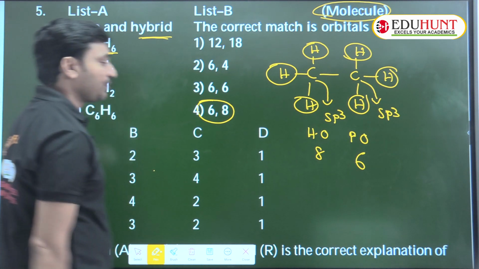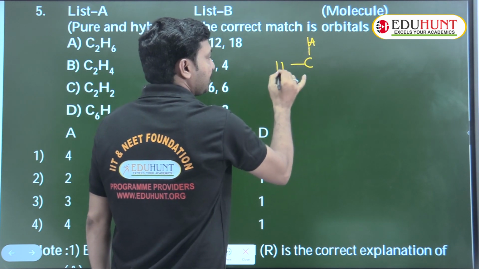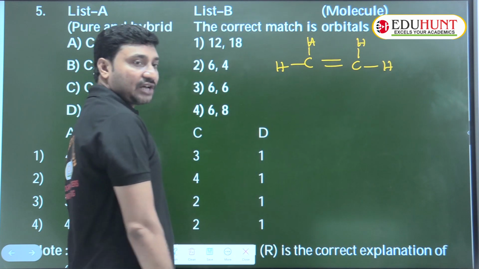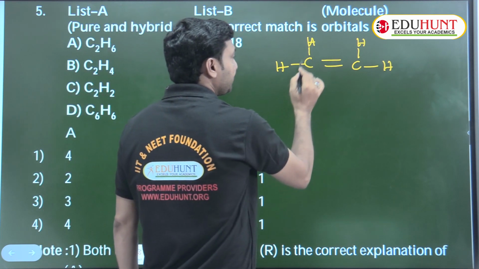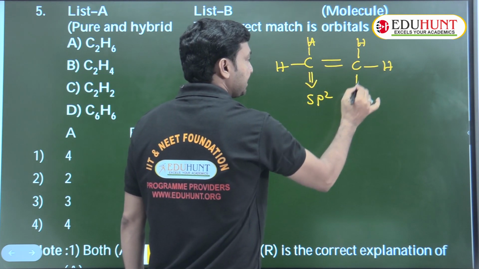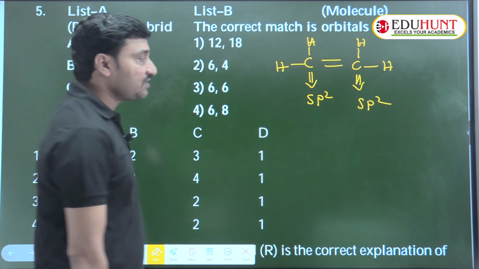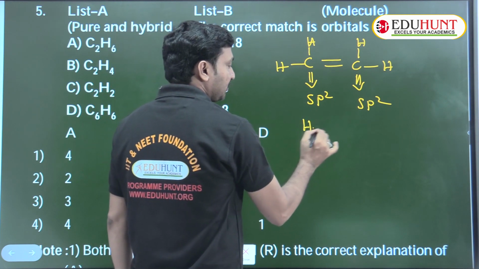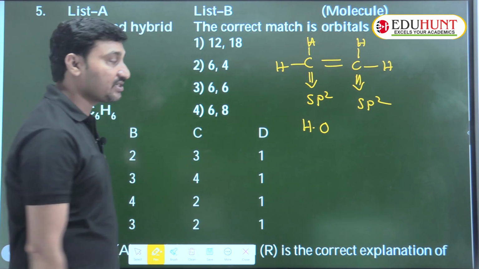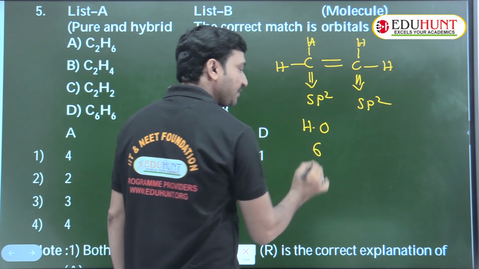Next one, C2H4. What is the structure of C2H4? CH2 double bond CH2, right? Around the carbon, how many sigma bonds? 3 sigma bonds, 1, 2, 3. So sp2 hybridized. This carbon also has 3 sigma bonds, sp2 hybridized. Each sp2 carbon means 3 hybrid orbitals and 1 pure orbital. So 3 plus 3, overall 6 hybrid orbitals.